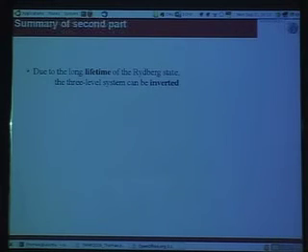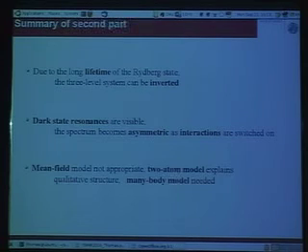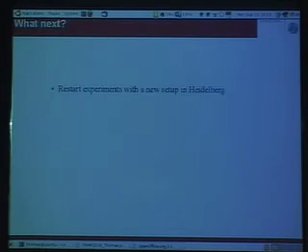Okay, so a short summary of my second part. We've seen that the long lifetime of the Rydberg states allows us to turn the system upside down, and we can see dark state resonances, and we can also see that the spectrum becomes asymmetric as we introduce interactions. We've also seen that a mean field model cannot describe the system. A two-atom model explains qualitatively what happens, but a many-body model is needed to really reproduce what we measure here.